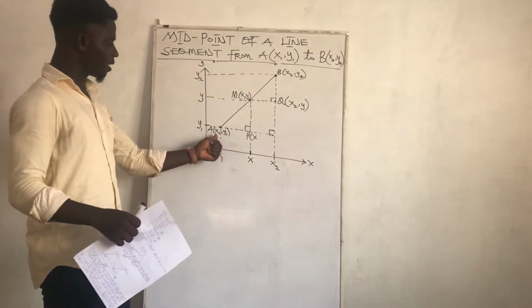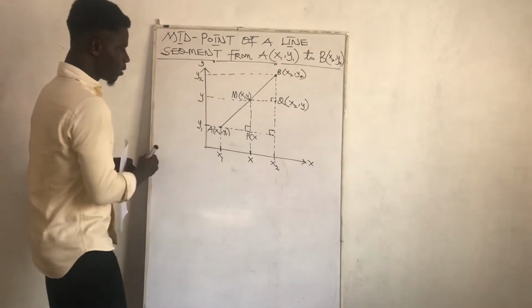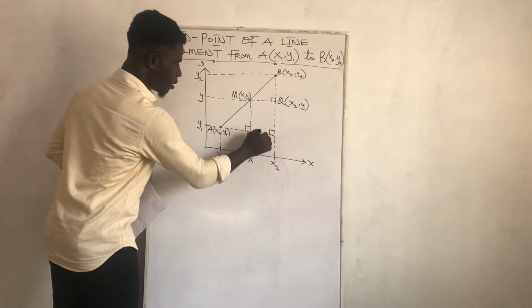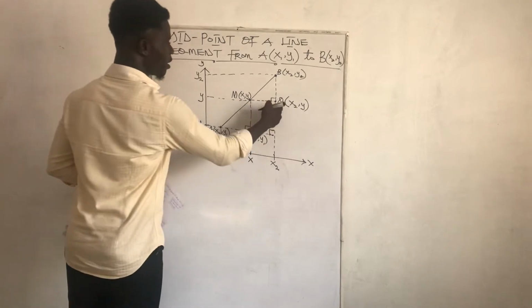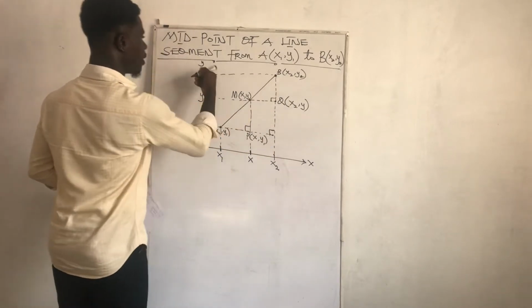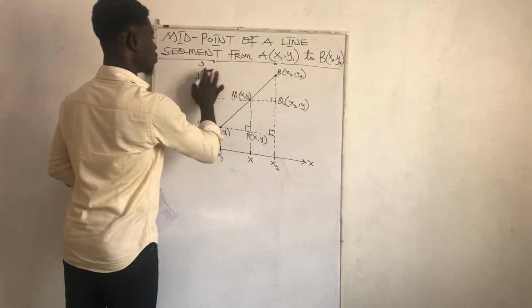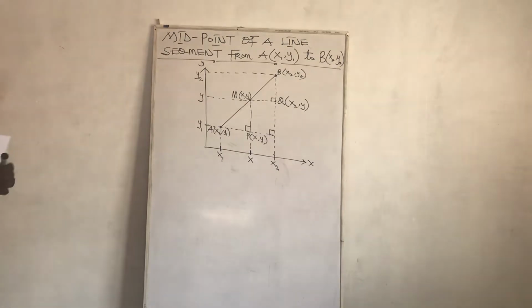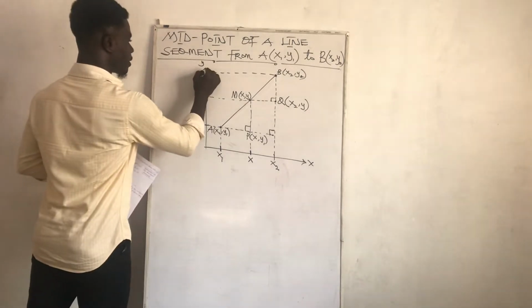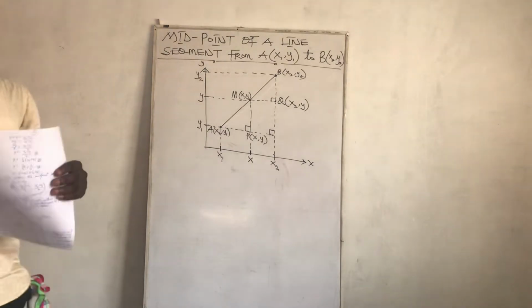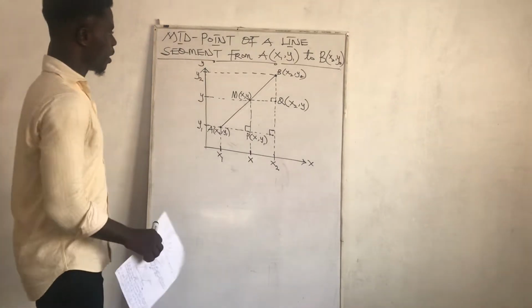So point A, that's x1, y1. Then point P, which is x, then y1. Then point Q, x2, y. Then point B, x2, y2. Alright, so this is a diagram for the midpoint.